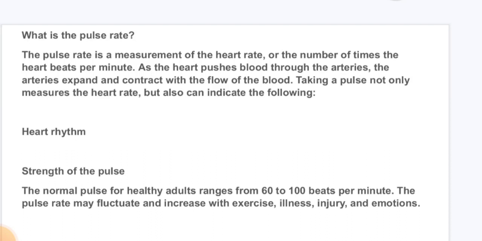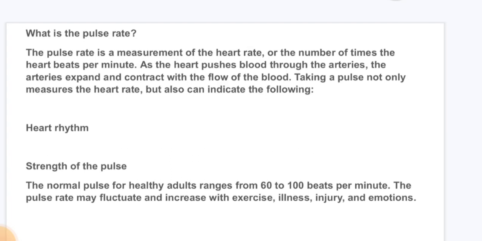Thus we have to measure the heart rate. There are mainly 9 sites for it: parietal pulse, temporal pulse, apical pulse, radial pulse. So there are nine types of pulse.